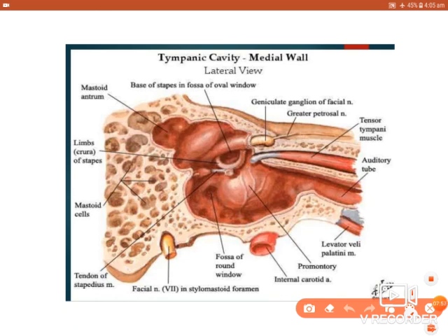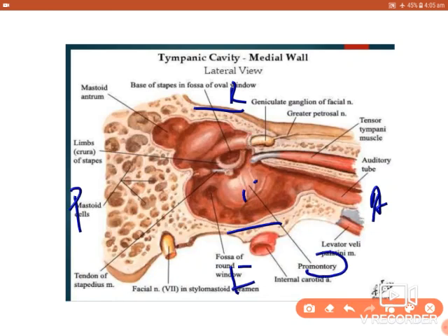Then you can see this is the medial wall. This is the anterior aspect, parasagittal view of this medial wall. This is the posterior. Here you can see this is the roof. Here this is the floor. Okay, in this medial wall there is a prominence. This is the promontory of the inner ear. This promontory is due to the first turn of the cochlea of the inner ear, which forms this projection. That projection is named the promontory.